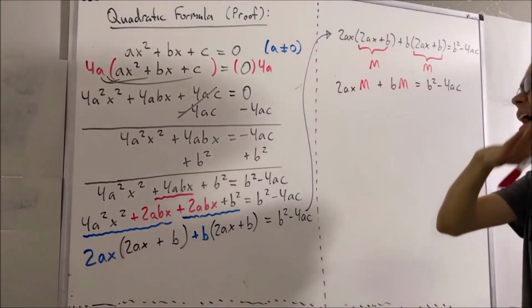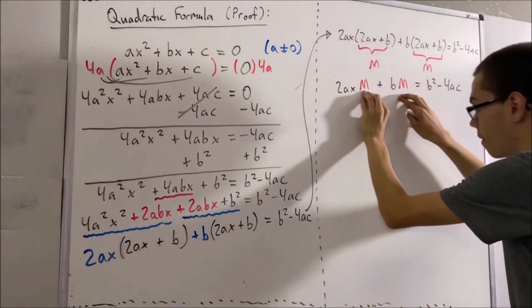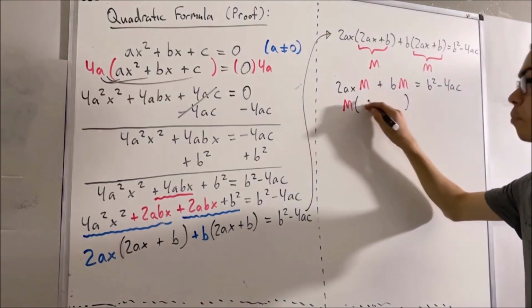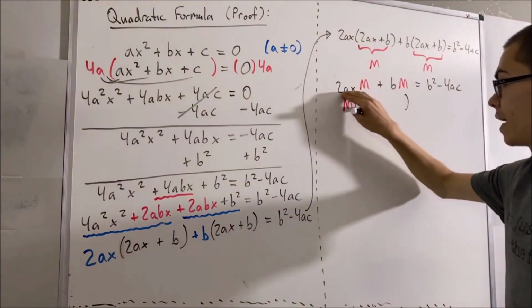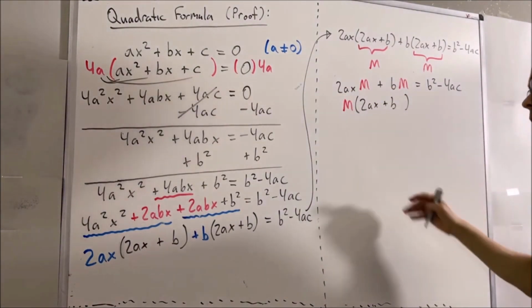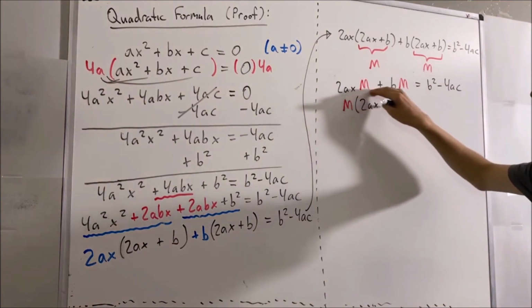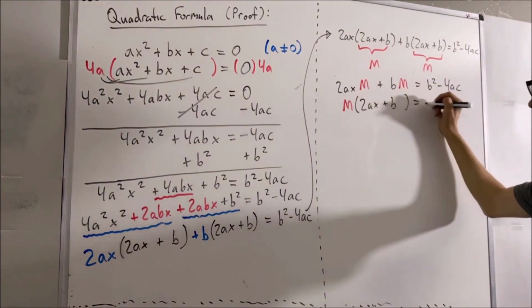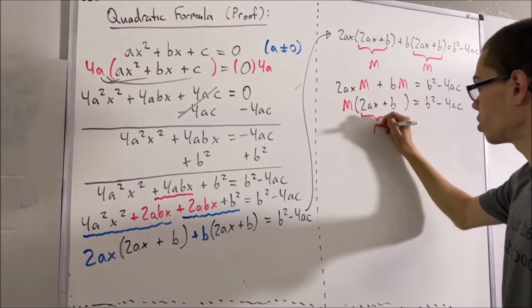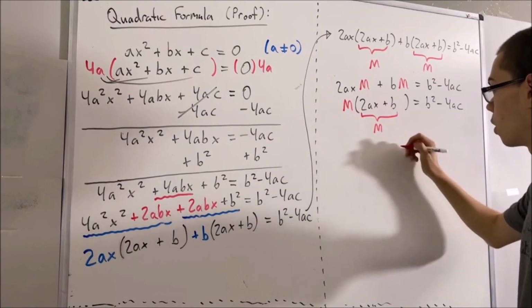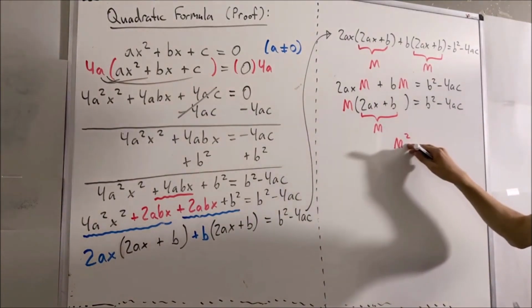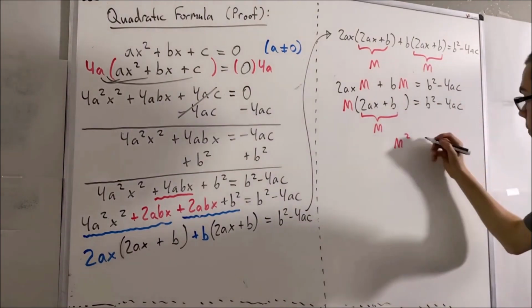And the thing is, I can factor out an m from these two terms. But in the parentheses, notice I'm going to be left with 2ax plus b. And again, you can verify if you distribute this across, it's exactly what we have above. Right, so this is all equal to b squared minus 4ac. Since this is also an m, we are left with m times m, or m squared. So m squared is equal to b squared minus 4ac.